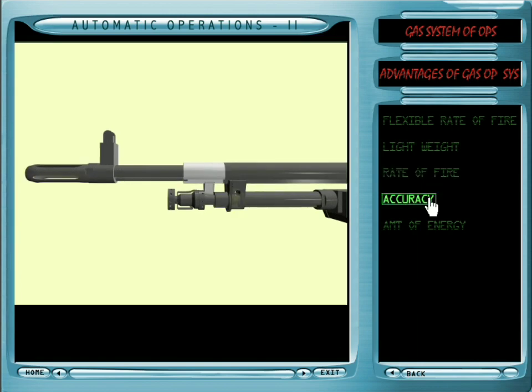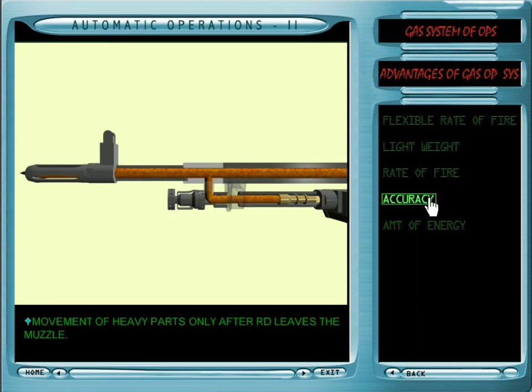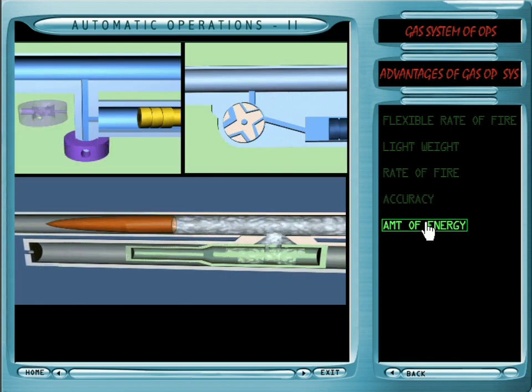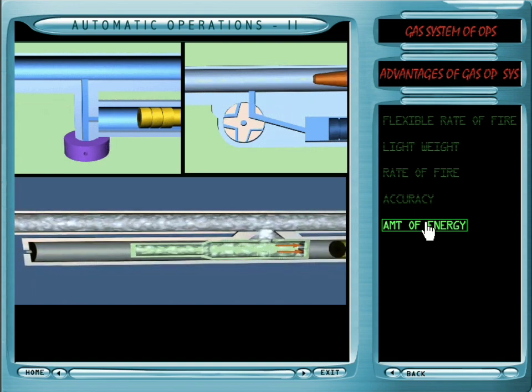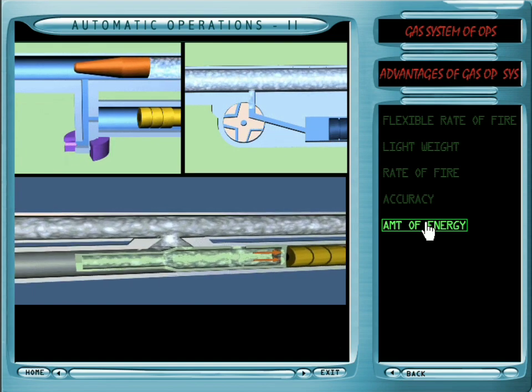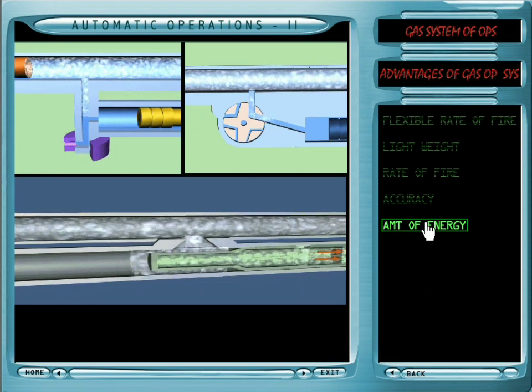Accuracy. In the case of gas operated weapons, once the round is fired, the moving parts in the weapon are minimum. This leads to increased accuracy of the weapon. Amount of energy. In gas operated weapons, the amount of energy tapped for completing the cycle of operation can be varied, thus making the weapon more versatile in its operation.